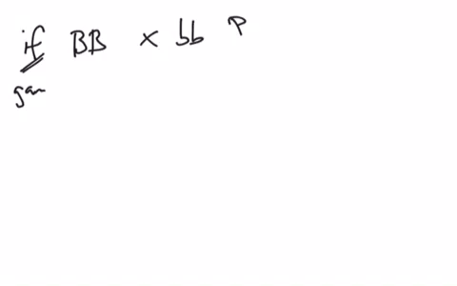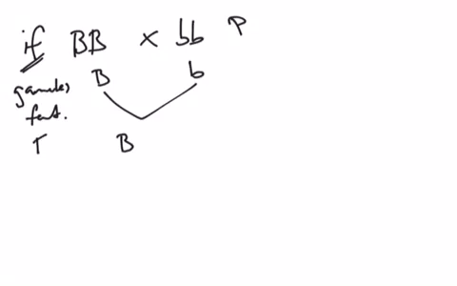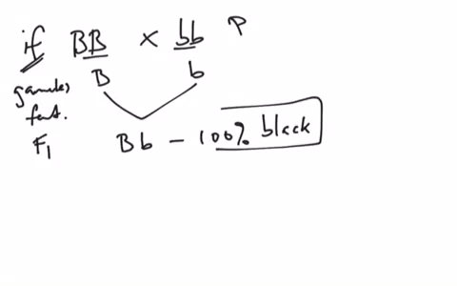So if the black mouse was big B big B, and you crossed it with the homozygous recessive, that's the white mouse, then you would expect to see, so these are the parents, so the gametes would be all big B, and here they'd all be little b. In fertilisation, there's only one possible combination. All of the offspring, that is the F1, the first generation, will be big B little b. That is 100% of the mice born would be black.